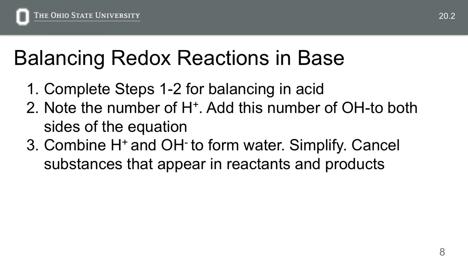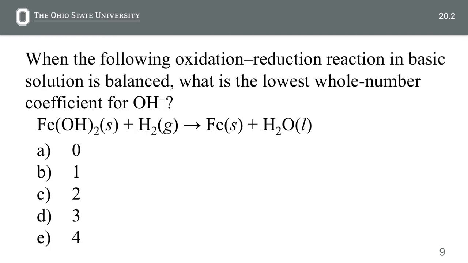Back to our list. We completed steps 1 through 2 in balancing for acid. The next thing we do is we look at the number of H plus on both sides of the half reactions. And we're going to add that number of OH minus to both sides. And then from there, we're going to do one example.